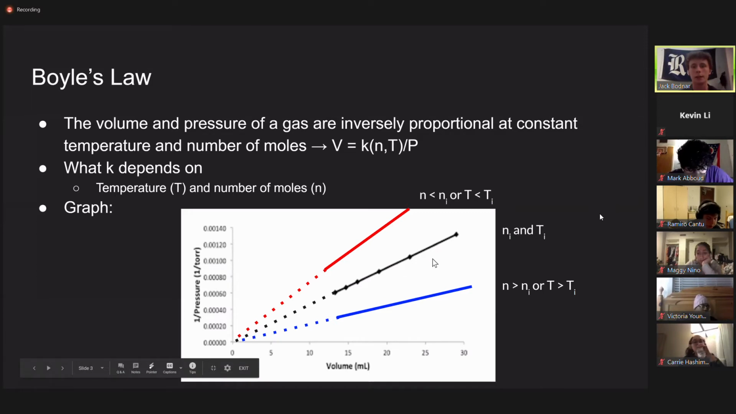K in this case depends on our temperature and number of moles. This black curve is just our initial moles and temperature. But if we increase our initial amount of moles or increase our temperature, we'll see that 1 over pressure decreases. So our slope decreases. Or vice versa, if we decrease our amount of moles or decrease our temperature, 1 over pressure will increase. So we get a steeper slope.